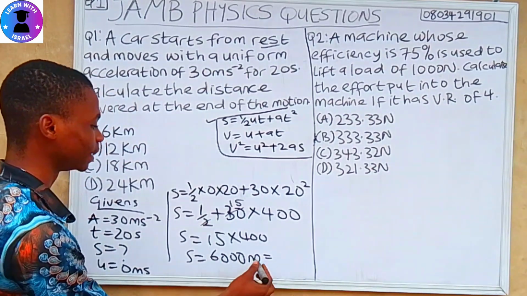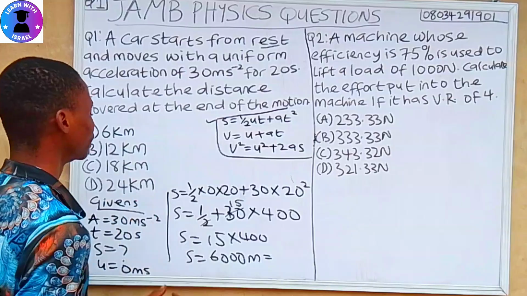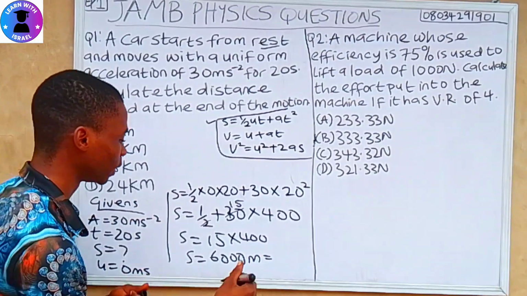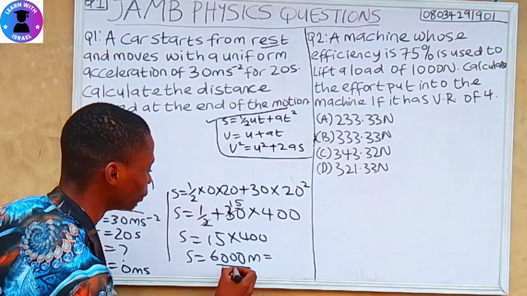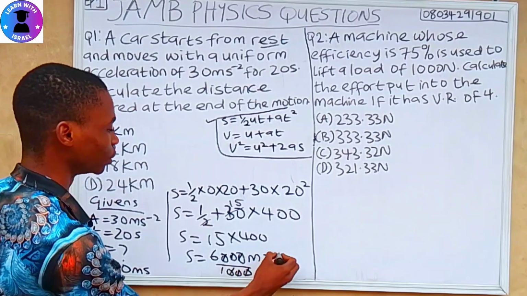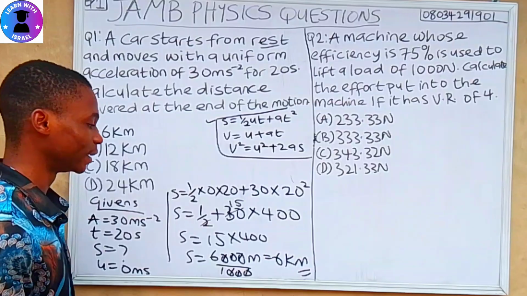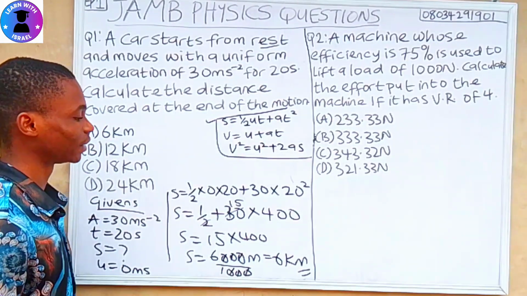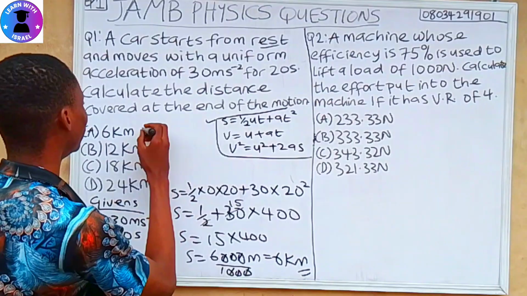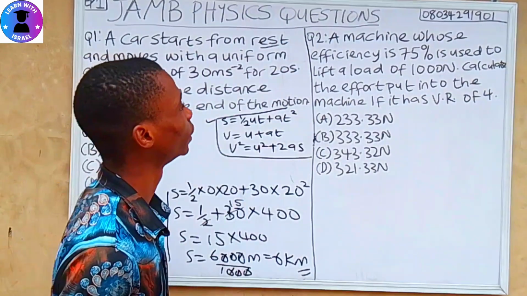If we convert this 6,000 meters to kilometers, because our options are all in kilometers, to convert meter to kilometer, we divide by 1,000. If we divide it by 1,000, we are left with 6. So the correct answer is 6 kilometers. If you check the options, option A is the correct answer, which is 6 kilometers. Let's move to the next question.